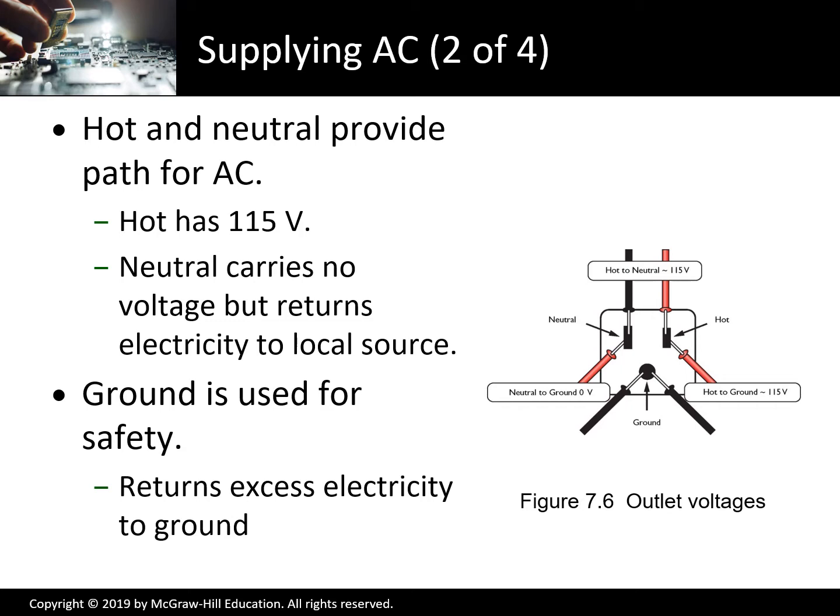Now, key thing here: the hot and neutral provide a path for the AC. So we see hot on one side, neutral on the other, and it has 150 volts. So it moves across the circuit, so to speak. The ground is used for safety. If something bad happens, you get a short circuit, it will go to ground instead of causing a fire.